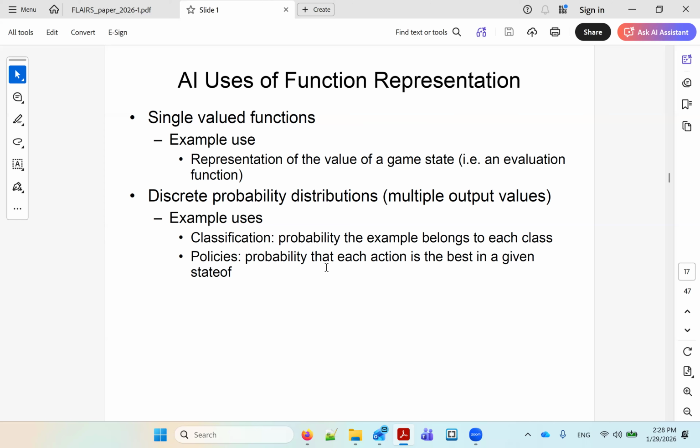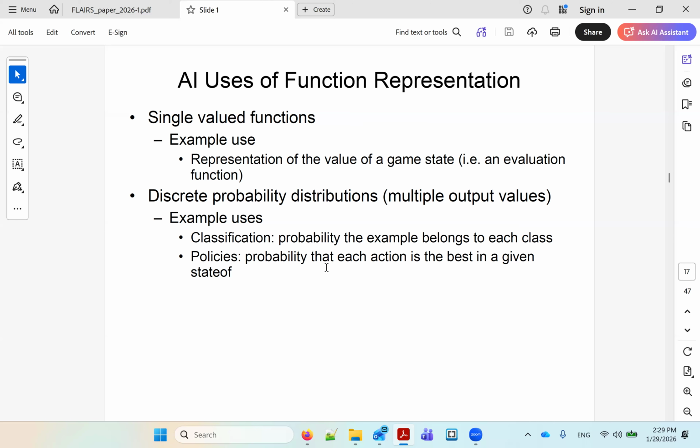We also could create discrete probability distributions, where we'll want multiple output values. So typically, if we have a classification problem with n classes, it's not just cats and dogs, but cats and dogs and birds and snakes. If we have 4 classes, we typically just have 4 outputs. One is redundant, as you'll realize, but we typically have 4 outputs. Each one is supposed to give us the probability that the example is in that class.